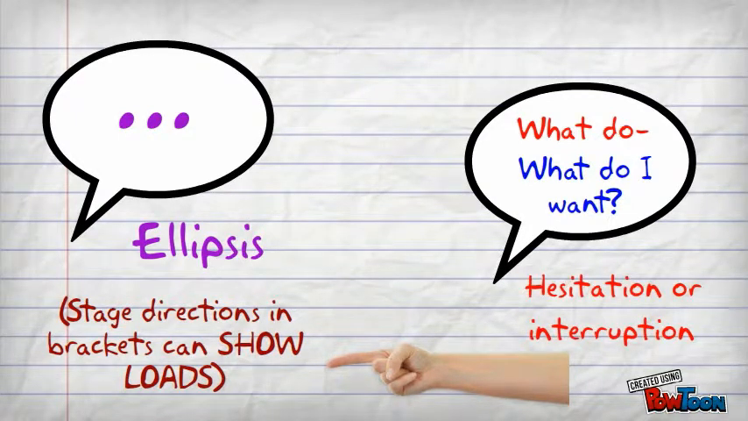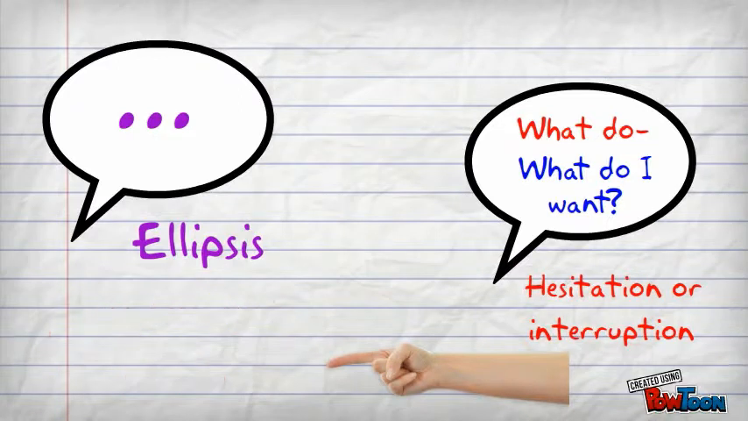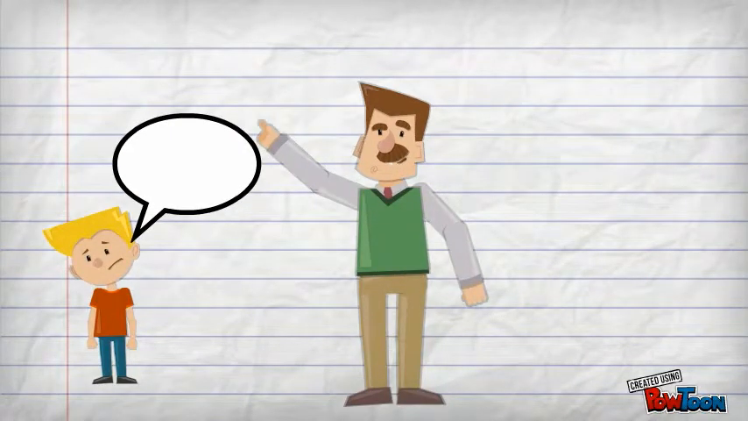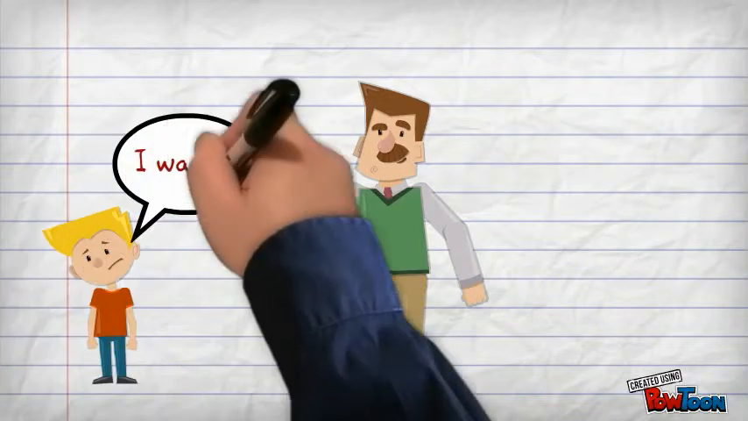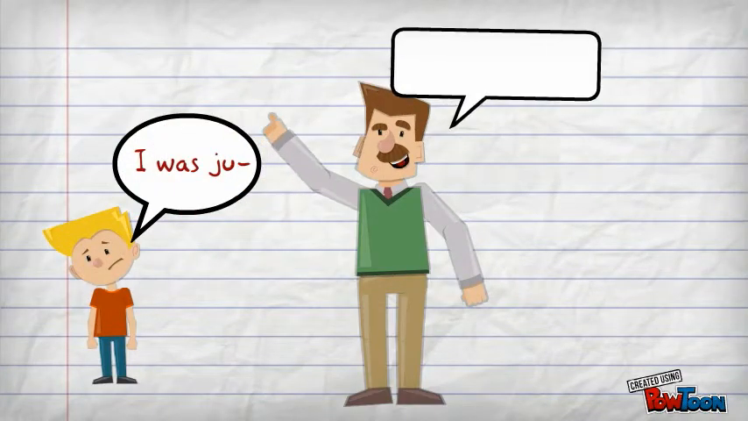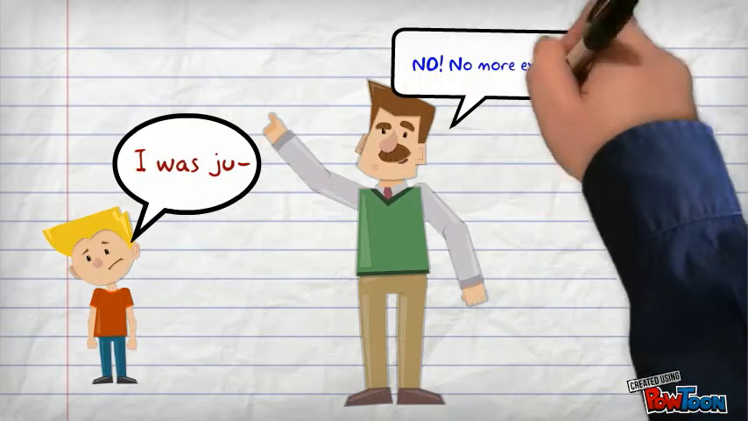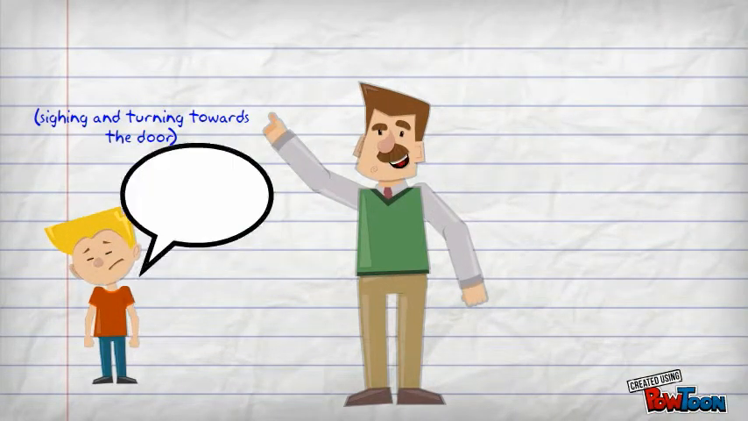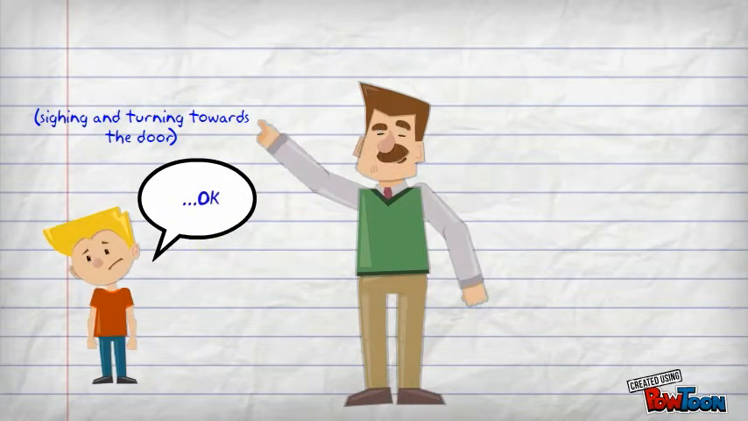Hesitations or interruptions are a huge way of us being able to infer the dynamic between characters and how they talk. So take this man here and his son. His son says, "I was" and his dad interrupts him. "No more excuses." The son sighs and turns towards the door. Okay. Think about what we can learn by what they don't say rather than what they do say here.